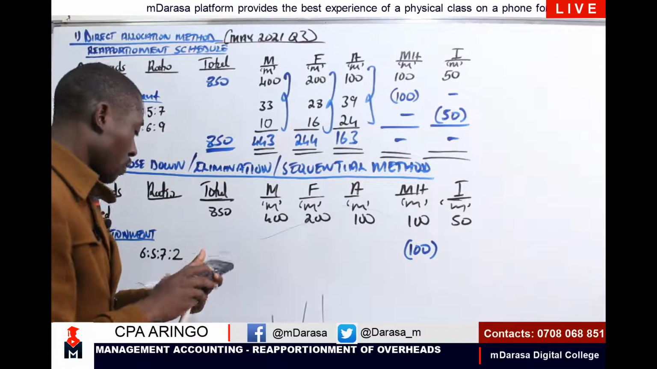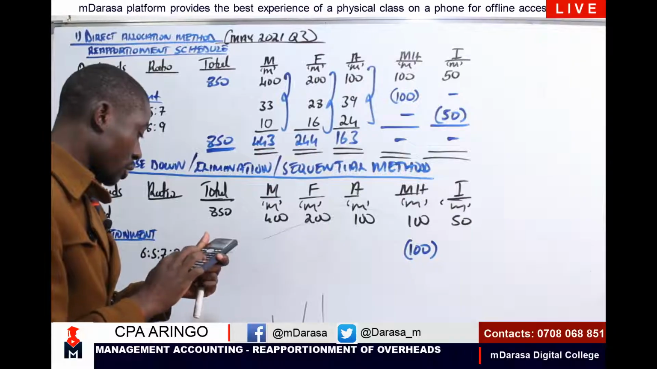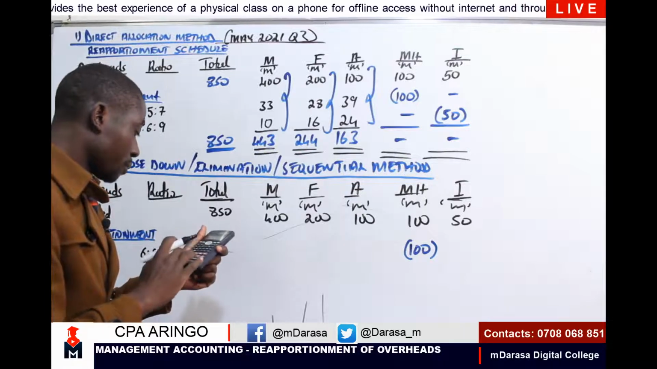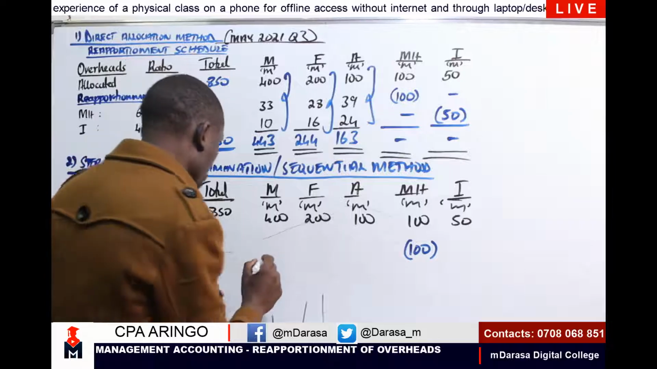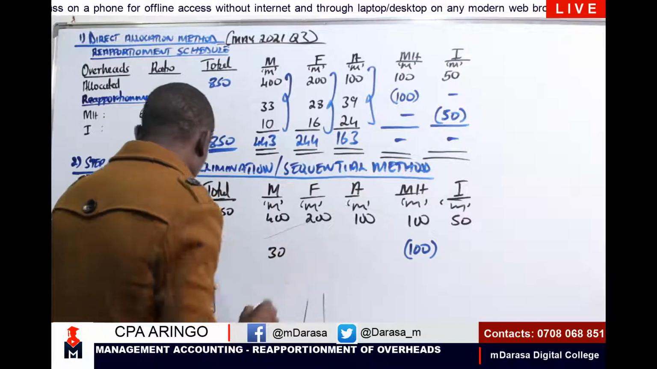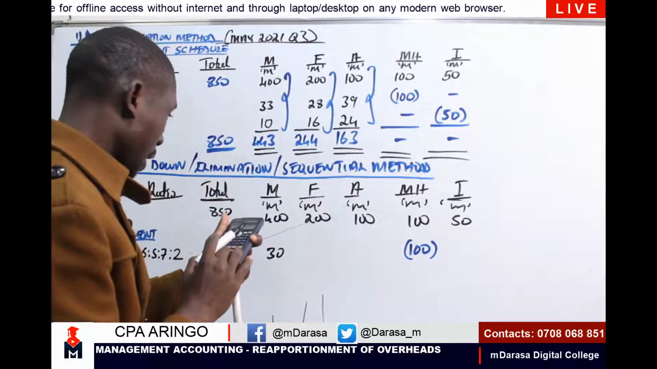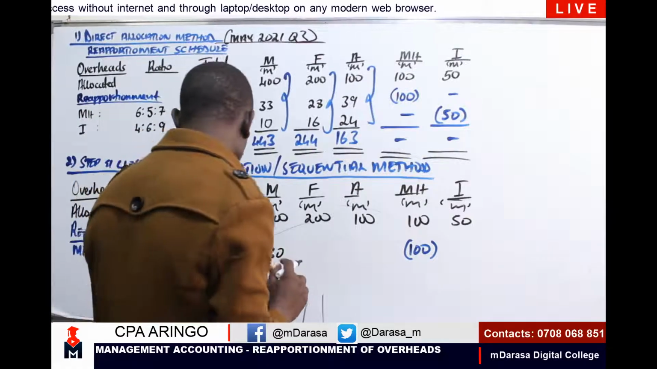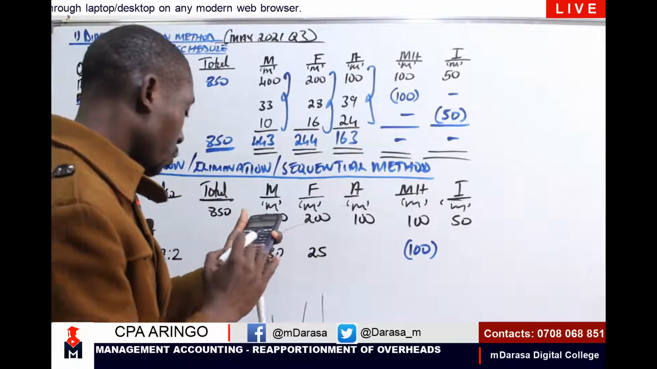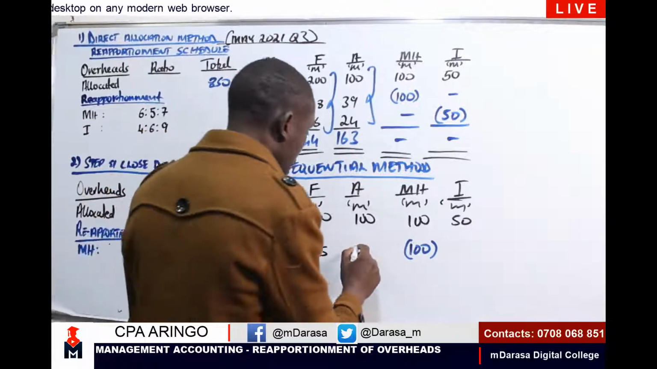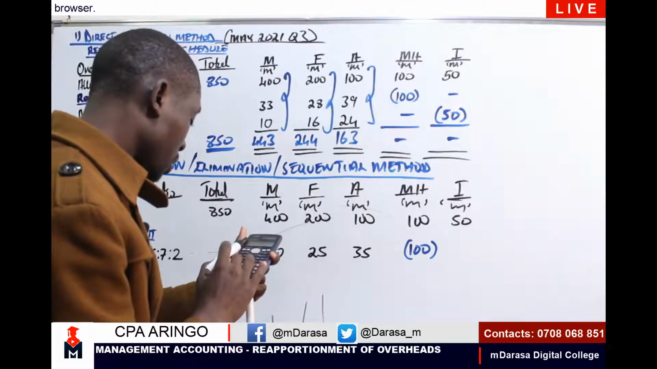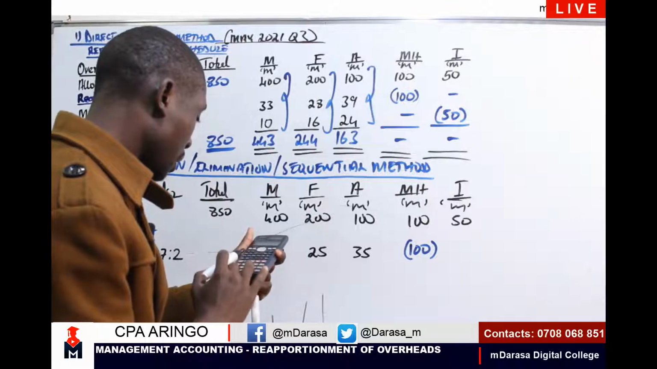So we should be talking of 6 plus 5 plus 7 plus 2 to give us 20. Then we have 6 of 20 times 100. So therefore, this one will receive 30. Then 5 of 20 times 100. This one should receive 25. 7 of 20 times 100. This one should receive 35. And finally, 2 of 20 times 100. This one should receive 10.